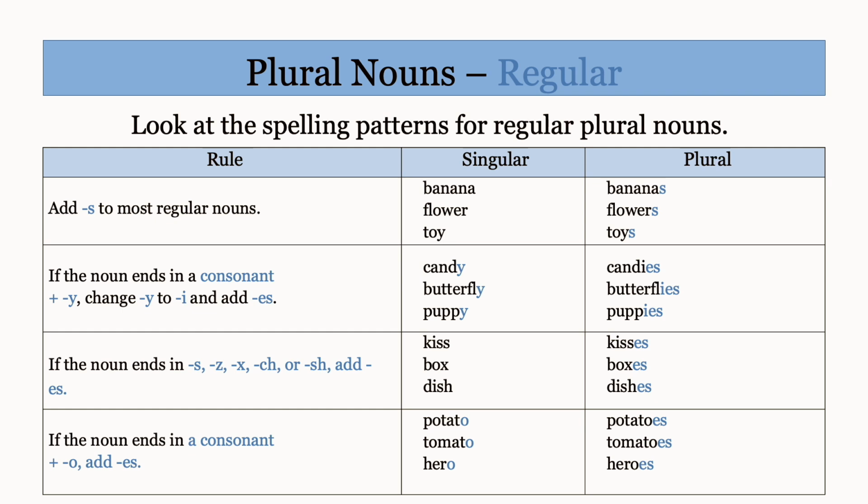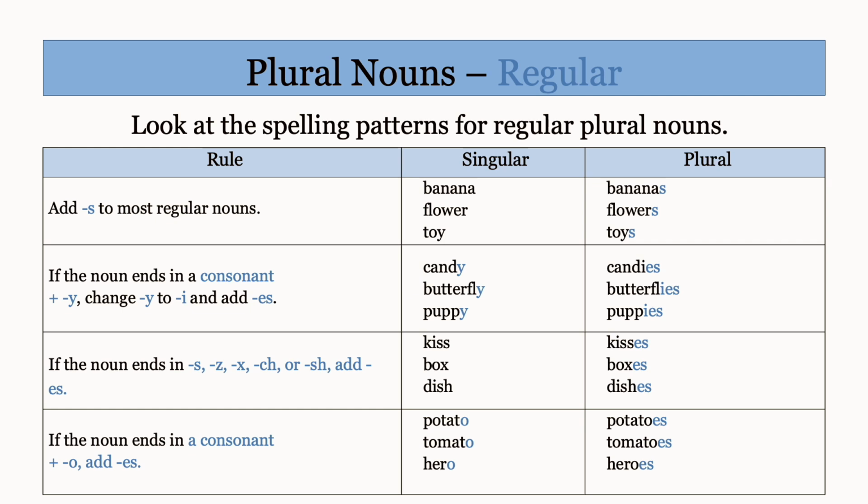First, we simply add an s to the most standard nouns, like bananas, flowers, and boys. Second, if a noun ends in a consonant plus y, we drop the y and add ies, turning candy into candies and puppy into puppies. The third rule says for nouns ending in hissing sounds like s, sh, ch, or x, we add es, giving us buses, boxes, and dishes.